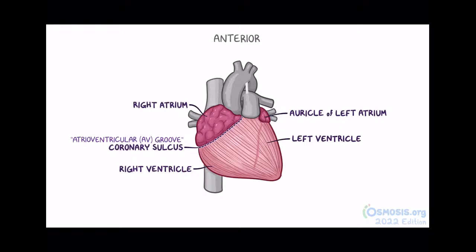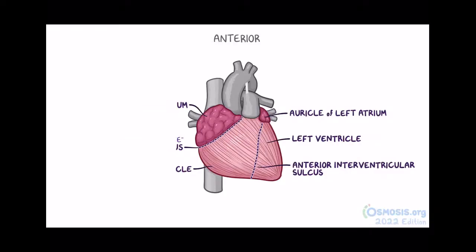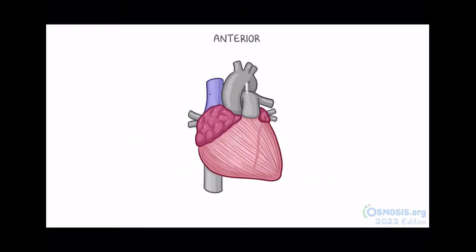Then, there's the auricle of the left atrium and the left ventricle, which are also separated by the coronary sulcus. The right ventricle and left ventricle are separated by the anterior interventricular sulcus. Moving on, you can actually see parts of the great vessels on an anterior view.